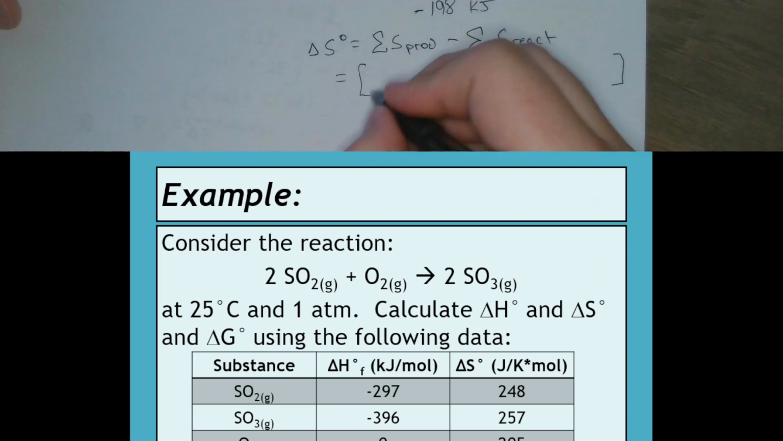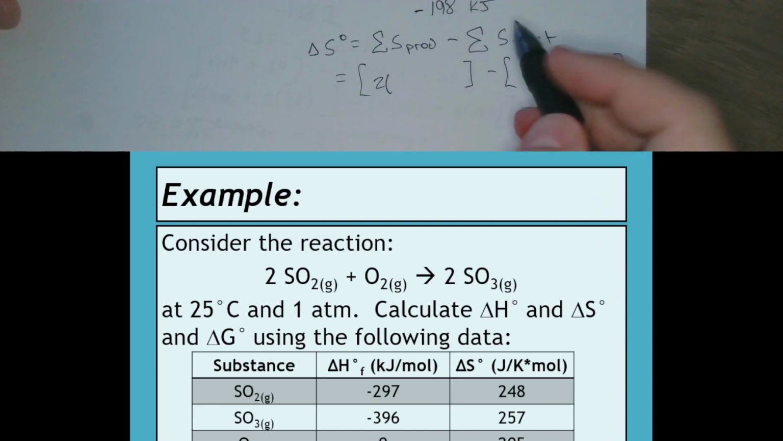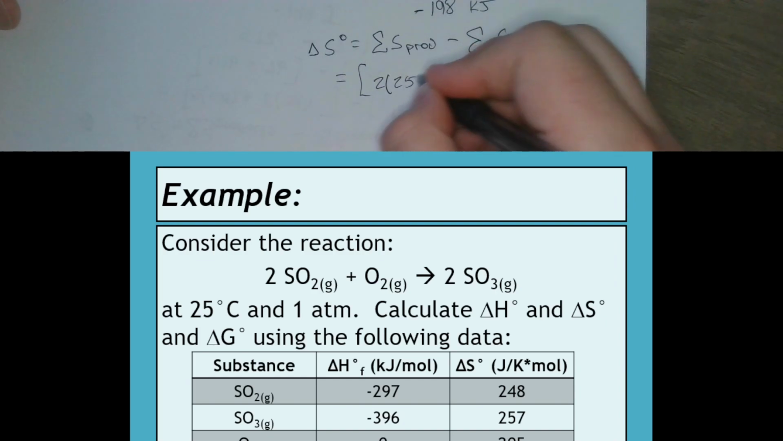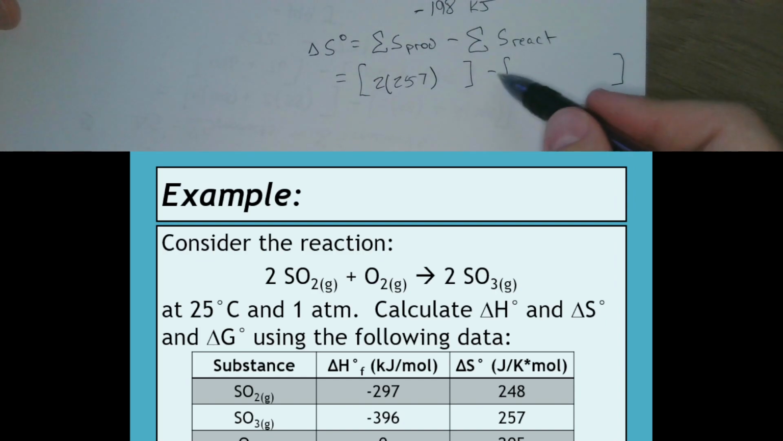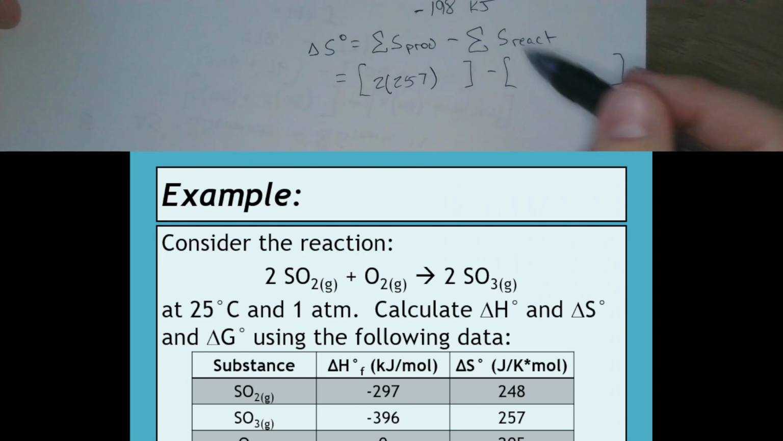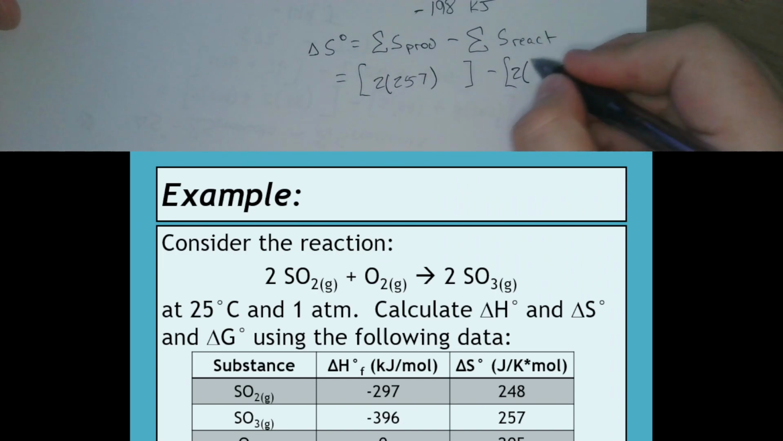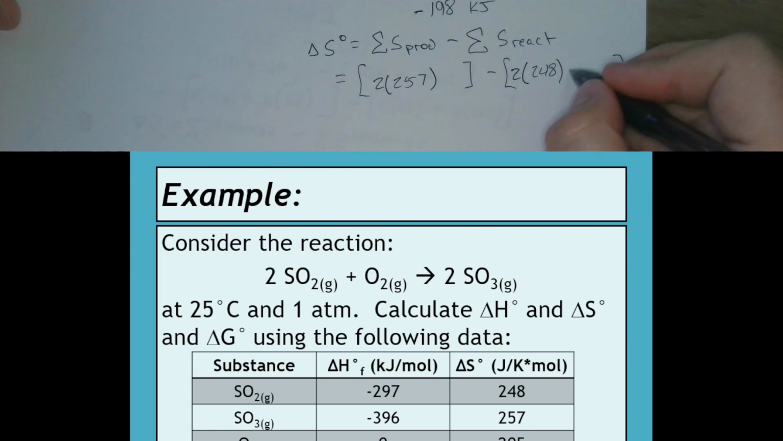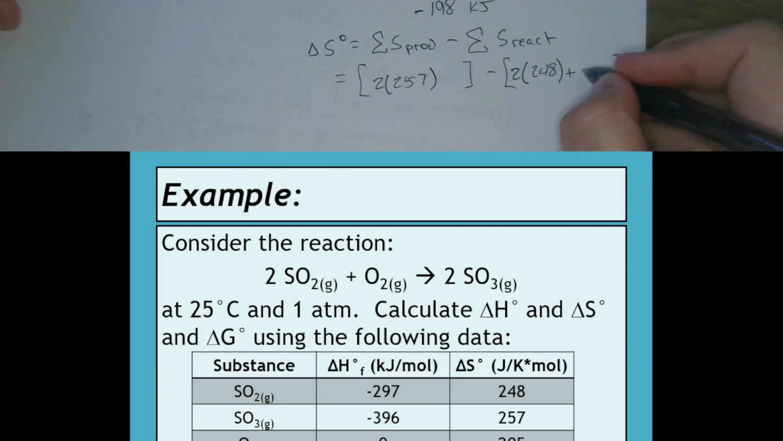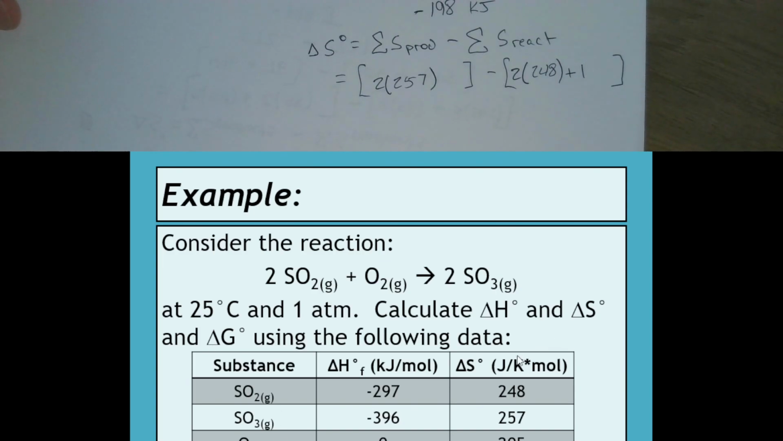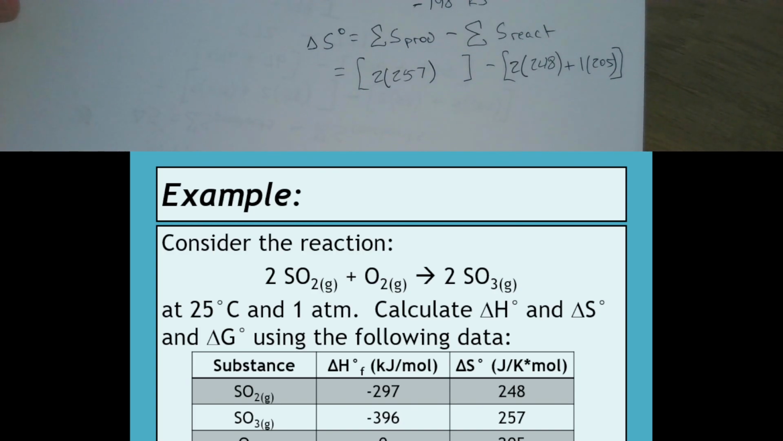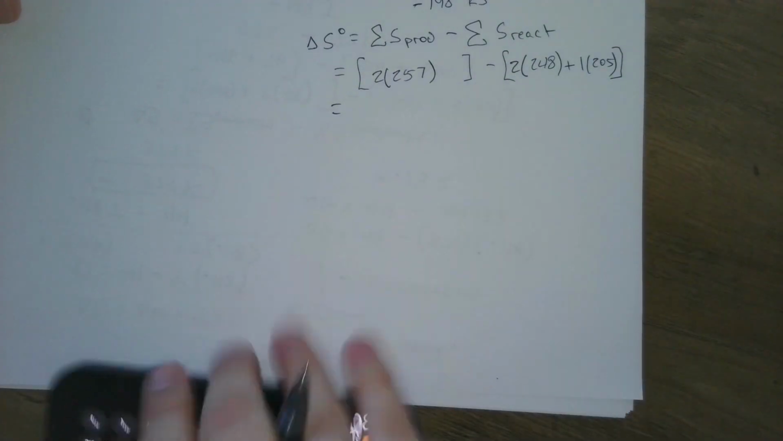So my product, 2 times, it's SO3, be careful with the number, that one's 257. Minus my reactants. So I have 2 SO2s, so I'm going to do 2 times 248 plus 1, so I have 1 O2, and the number there is 205. I know it's cut off. Now I'm going to solve this. Entropy is always a little nicer because all the numbers are positives. Makes the math a little easier. But let's solve that.